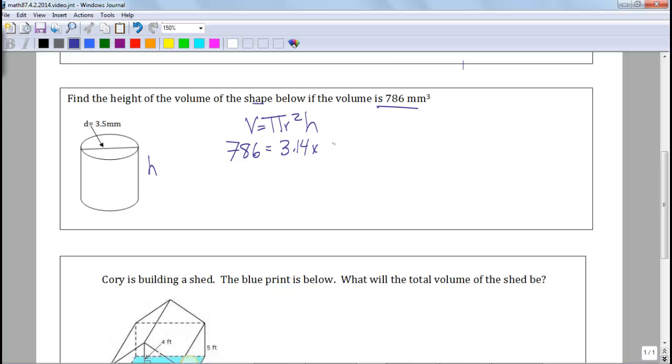Pi is 3.14. Looks like my radius, oh, here's diameter. Remember, diameter divided by 2 gives you radius. So 3.5 divided by 2. Let's see, I have a good estimate in my head, but just to be correct, 3.5 divided by 2, there it is, 1.75. That's what I'm going to square times h. So why don't you try this one on your own as well? Follow the model that you did at the beginning, right? Try to get a number out of it first, and then you're going to divide to isolate your h.